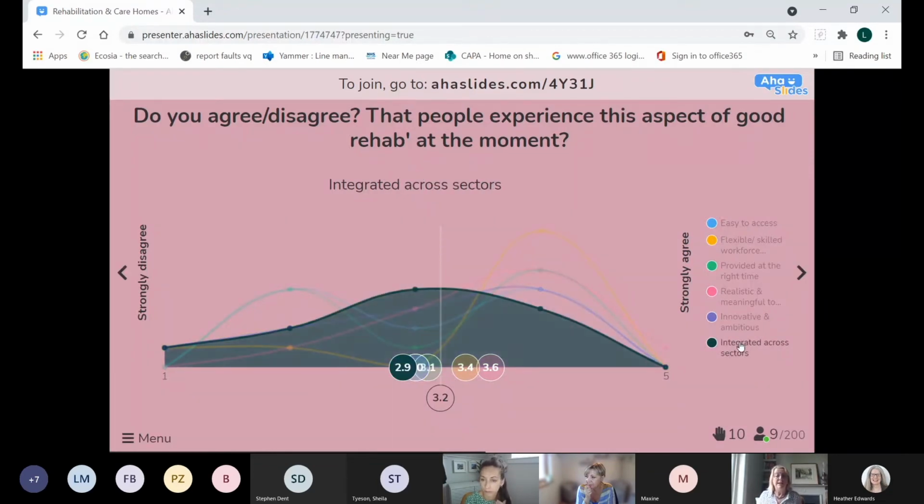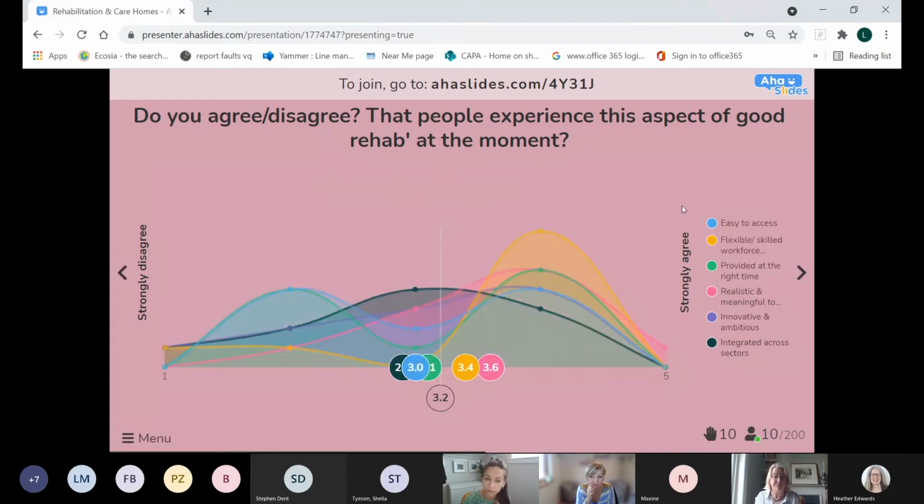And last one, is it integrated across the different sectors? Health, social care. Again, there's a spread of experiences right now, a spread of ideas about whether you agree or disagree that it's integrated. And in fact, this is one of the things that we're doing with this Growing a Good Life project that Care Inspectors is involved in, and the rehabilitation team here that we're connecting up with, because it is all about coming together and being even more integrated than we are at the moment.